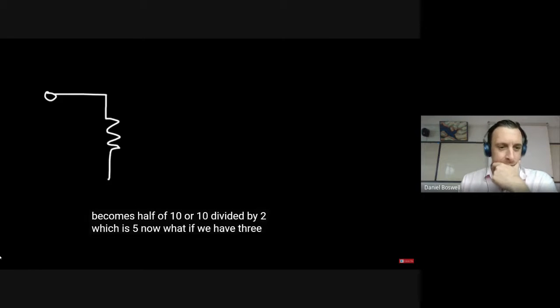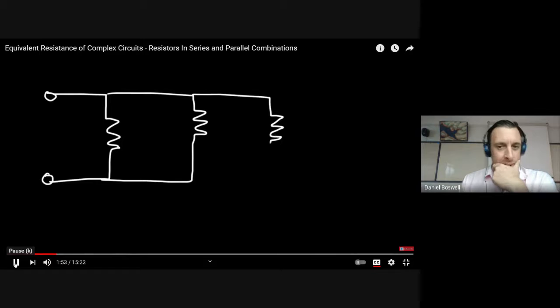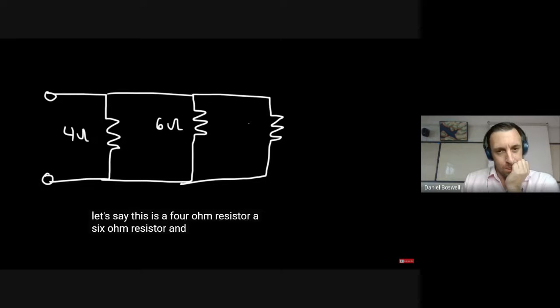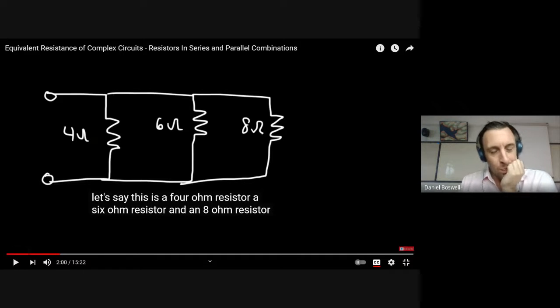Now what if we have 3 resistors in parallel? Let's say this is a 4 ohm resistor, a 6 ohm resistor, and an 8 ohm resistor. Let's see if we can do this equation together.